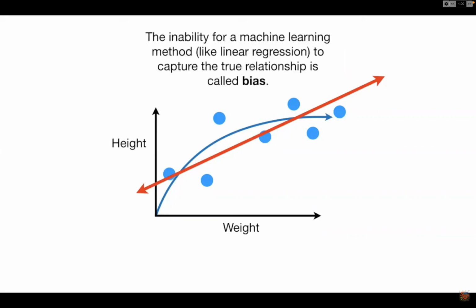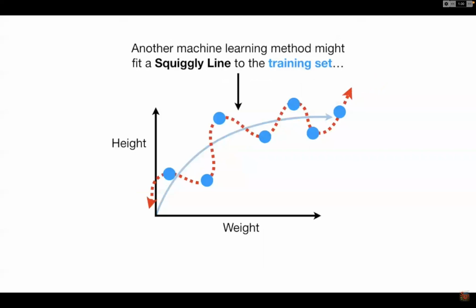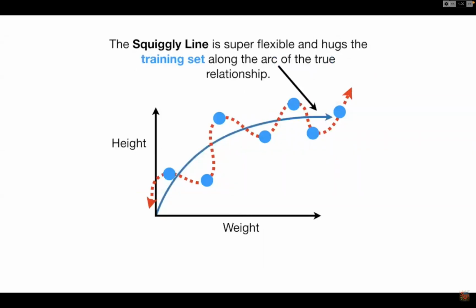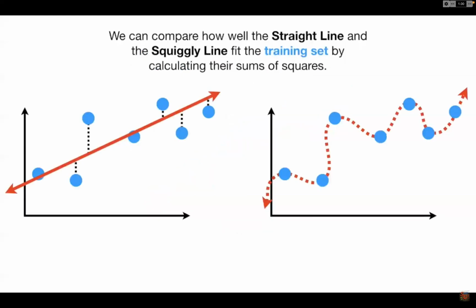The inability for a machine learning method like linear regression to capture the true relationship is called bias. Because the straight line can't be curved like the true relationship, it has a relatively large amount of bias. Another machine learning method might fit a squiggly line to the training set. The squiggly line is super flexible and hugs the training set along the arc of the true relationship. Because the squiggly line can handle the arc in the true relationship between weight and height, it has very little bias.